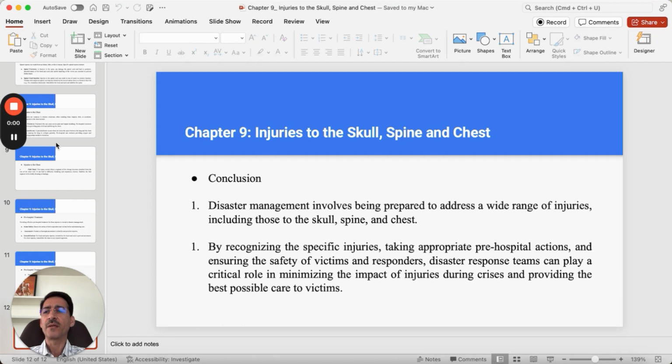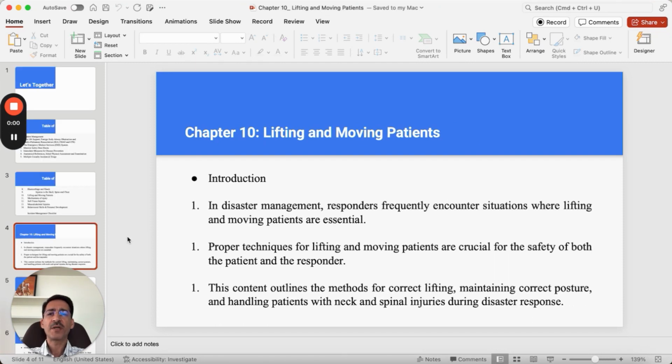Lifting and moving patients. In disaster management, responders frequently encounter situations where lifting and moving patients are essential. Proper techniques for lifting and moving patients are crucial for the safety of both the patient and the responder. This content outlines the method for correct lifting, maintaining correct posture, and handling patients with neck and spinal injuries during the disaster response.